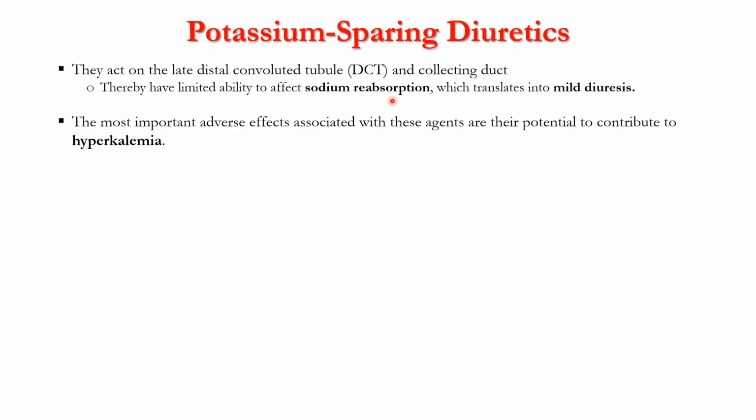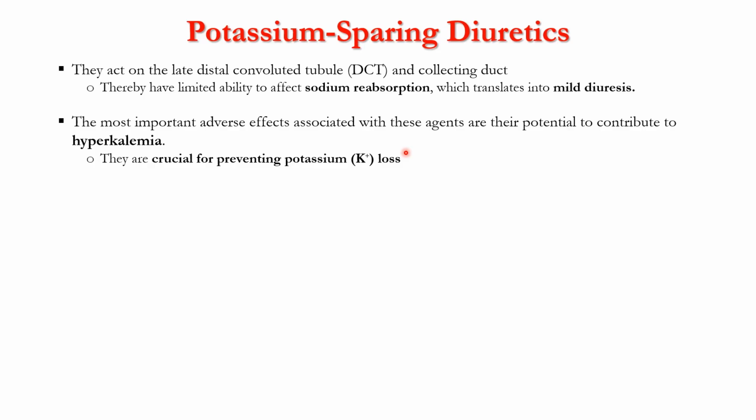The most important adverse effect associated with these agents, that means the potassium-sparing diuretics, is their potential to contribute to hyperkalemia. So they are crucial for preventing potassium loss. Dominantly, because of this action, potassium-sparing diuretics can be used as an adjunct, specifically with that of the loop diuretics and the thiazide-like diuretics. Because in the case of loop diuretics and thiazide-like diuretics and thiazide itself, one of the side effects that can be associated is they can deplete potassium.